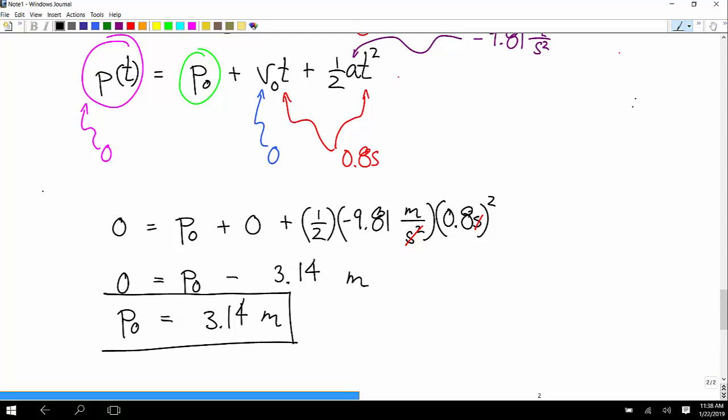So that's how high the bridge is, 10 feet or so. Any questions about that?